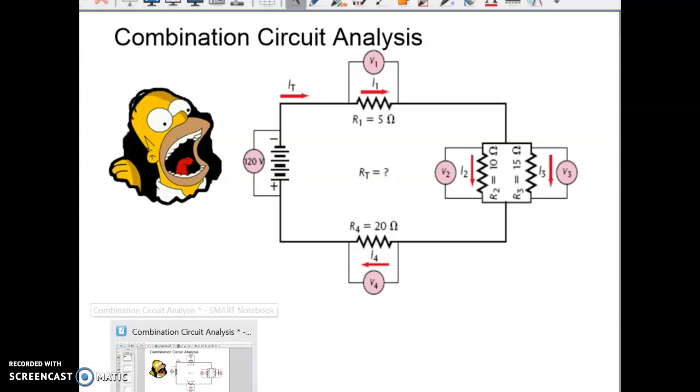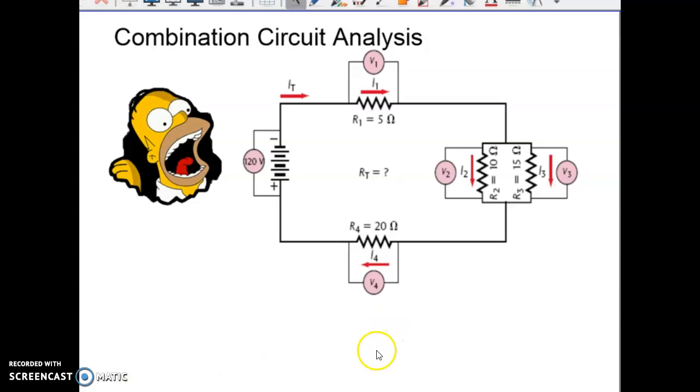Okay, everyone. So today we're going to be looking at combination circuit analysis. This is where you're going to have a combination of loads that are in series with each other and also ones that are in parallel. So basically, we already know the relationships, right? We're essentially going to analyze and look at different examples of circuits.